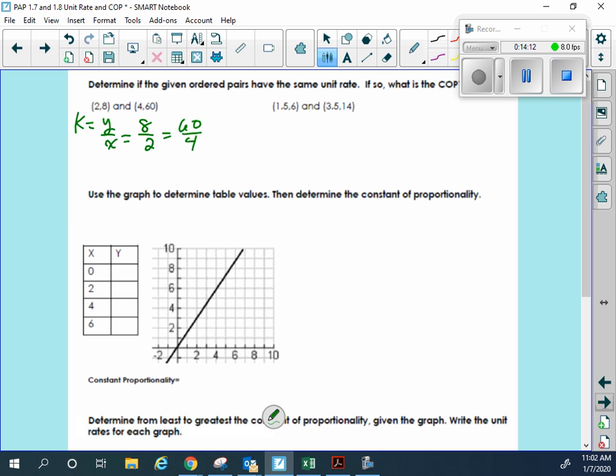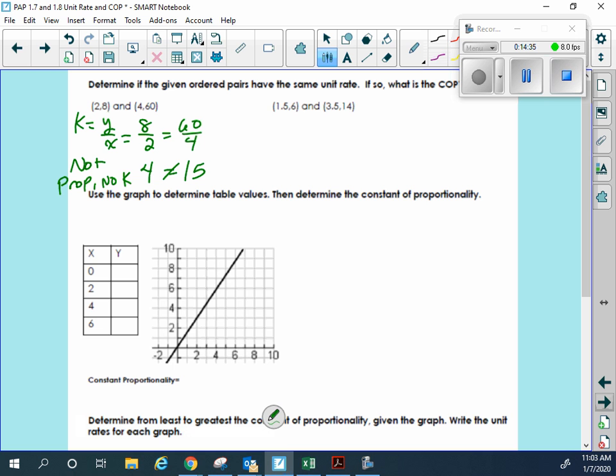Now let's solve it. 8 over 2 would be what? 4. 60 over 4 would be what? 15. Is that a proportional relationship? No, because those two numbers are not equal. So not proportional. No k.